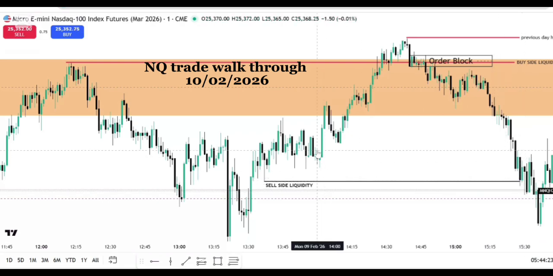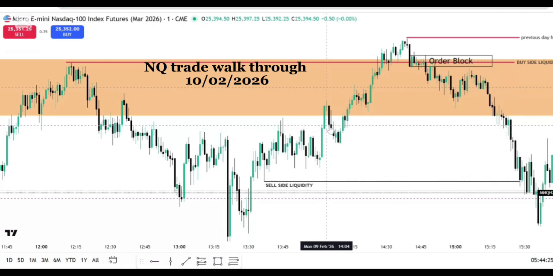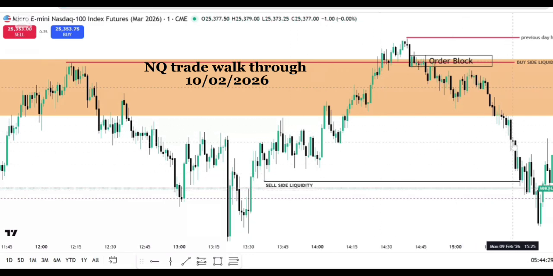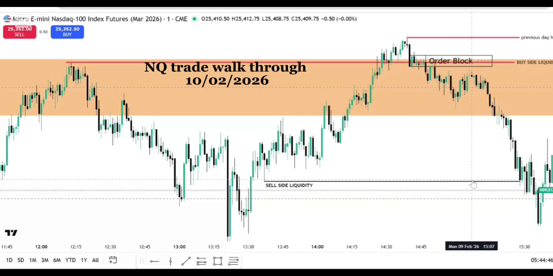I didn't take any partial. It was just a full trade here. As you can see, it was a nice trade. The moment it hit my take profit, I was even out of the trade. So this is the importance of waiting for a setup, guys.